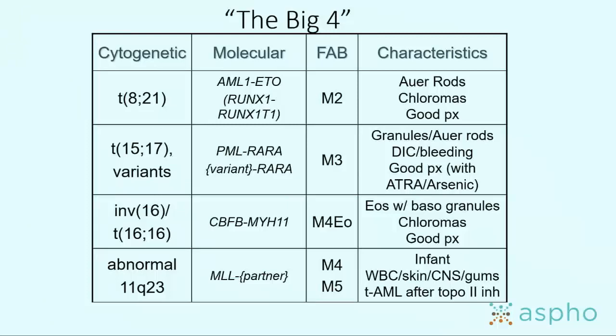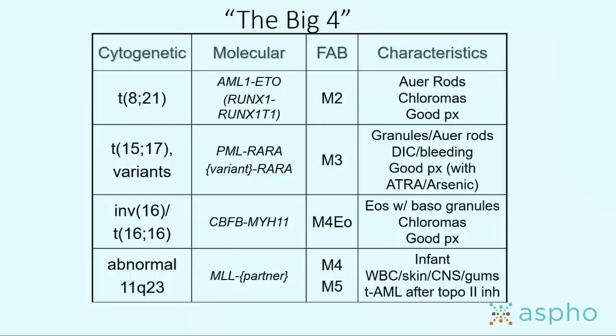Next is inversion 16. This is the other of the two so-called core binding factor leukemias. It fuses CBF beta with MYH11, the smooth muscle myosin heavy chain. There's a very strong correlation between this leukemia and the M4Eo morphology. That's myelomonocytic with eosinophilia morphology. And so there's lots of eosinophils with abnormal basophilic granules in the marrow. These can also form chloromas, and as I mentioned, good prognosis.